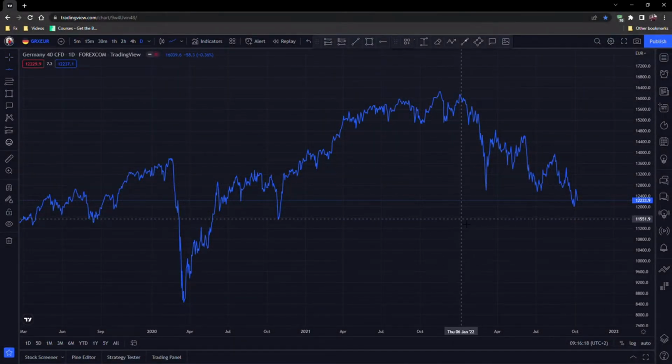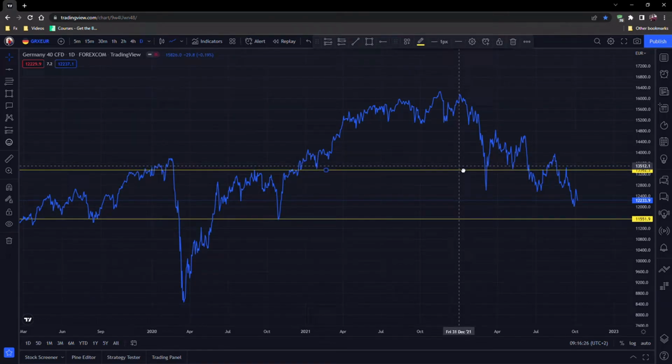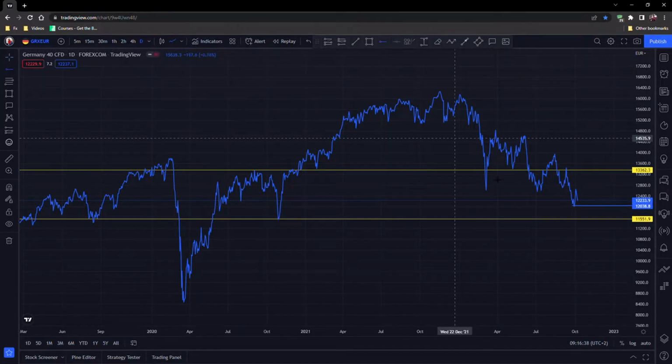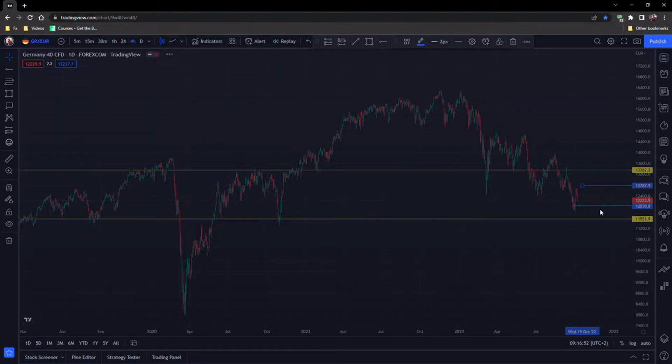Looking at Germany, it's Ger40. We're gonna plot our weekly low and we're gonna plot our weekly high. For now, plotting our weekly highs, we are then gonna plot also this area right here. That's another low area. And this area right here, that's another high area. You can see, this area right here is another high area. Look for one time frame.